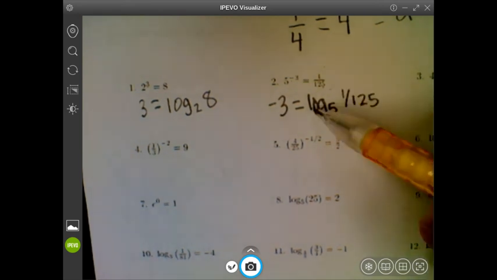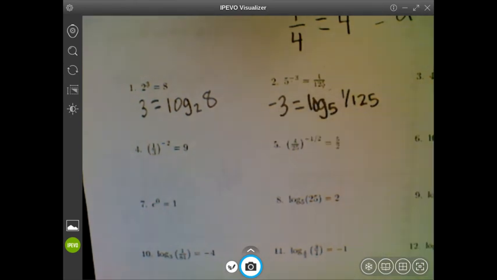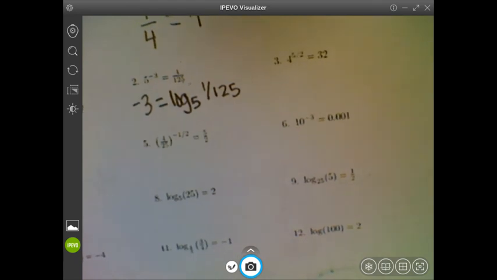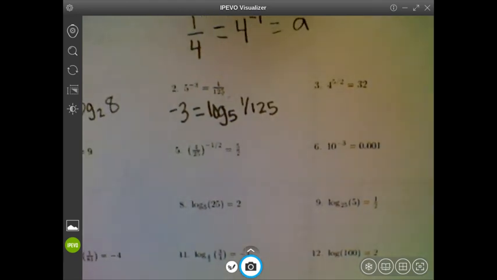And so if you were to type this into a calculator, it would say that it's equal to negative 3. All right, same thing for this last one here. 4 to the 5 halves.